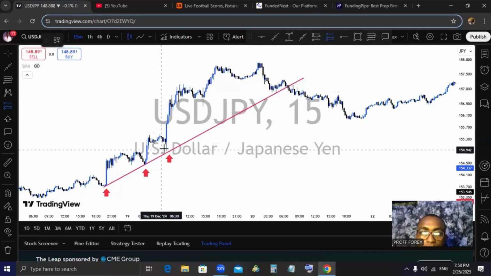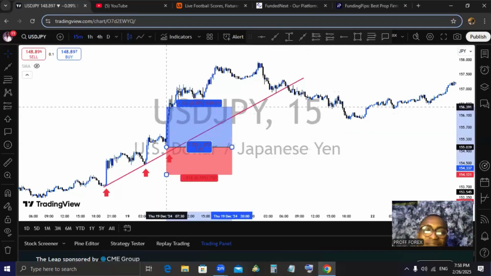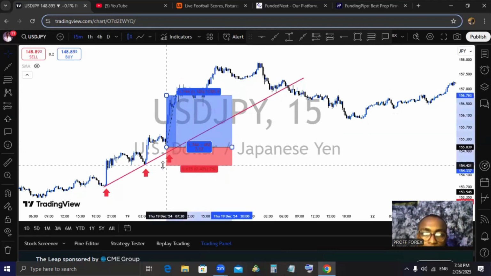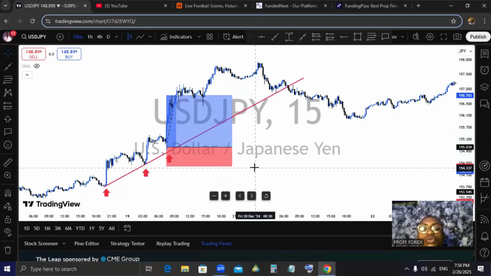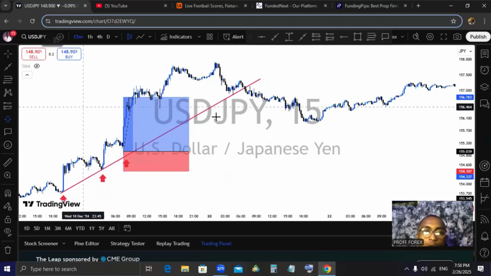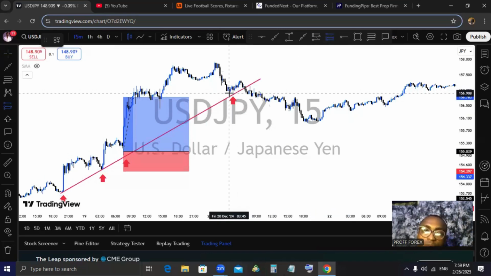The sniper entry. So I have to look for this buy from this zone. Then my stop loss here. So I got my 1 to 2 risk reward ratio. Here is another touch in this zone, and this is the fourth touch, I have to buy again. Let's see if I would have made profit for you.